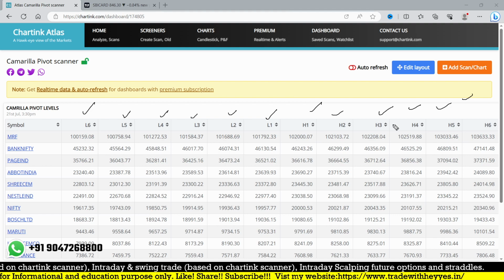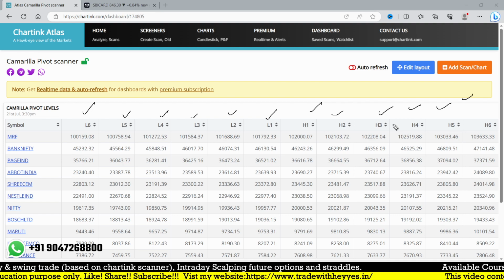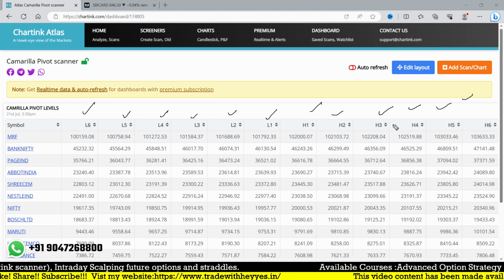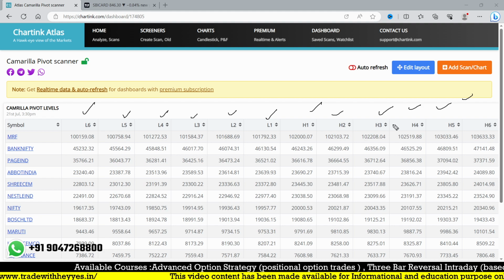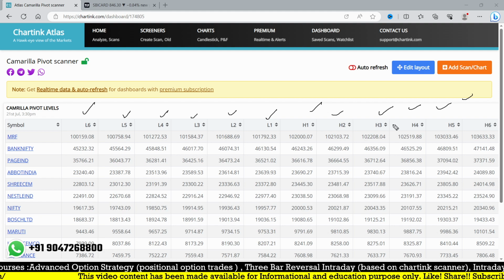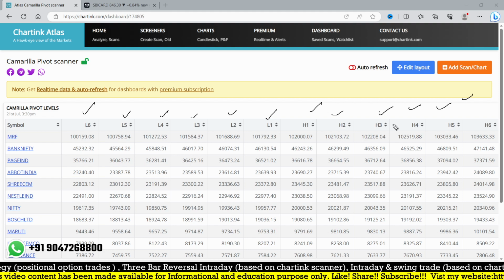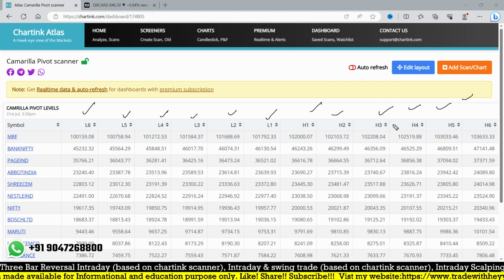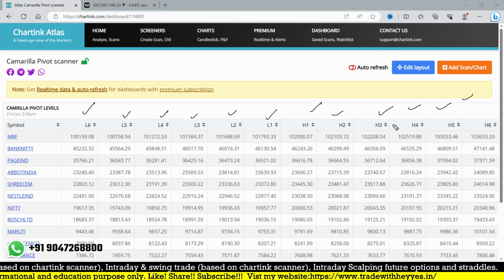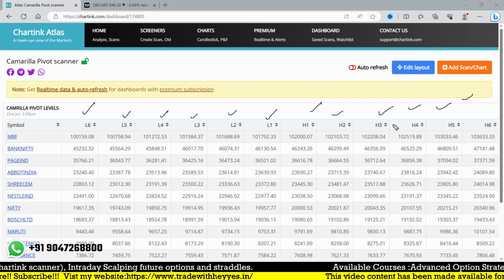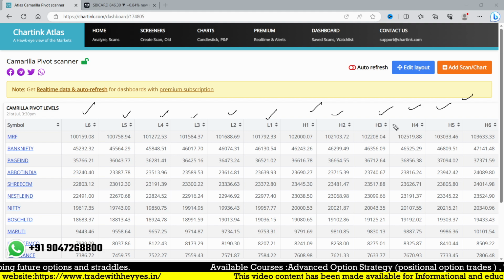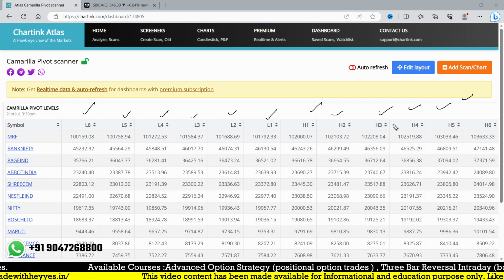After deriving this, we can create any custom indicator based on it, because first of all, the Camarilla levels are not available on the charting scanner. So we need to create that scanner in a manual way. How to create it? We need to apply the formula, then we can create that scanner in our charting, and then we can use it for our trading strategy. So simply we can find it.